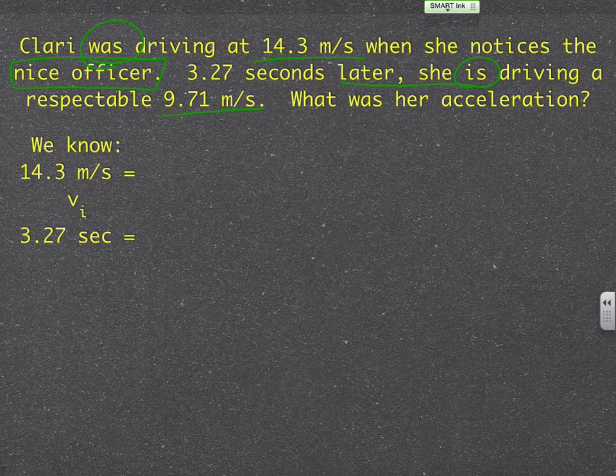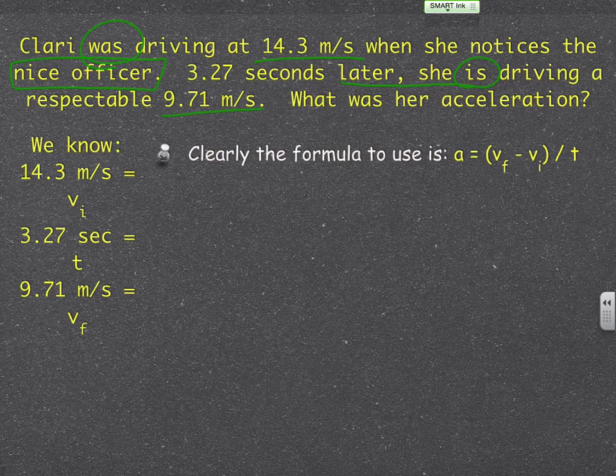3.27 seconds, of course, when we see seconds, we know it's a time, and nobody freaks out over that one. And then our third number we saw was 9.71 meters per second. And again, when we see meters per second, we think velocity. And if we've already figured out the other one's initial, this one must be final. So we got it made. Now what are we looking for? Later we'll have to choose between formulas, but for right now we just know this one. So we got it made.